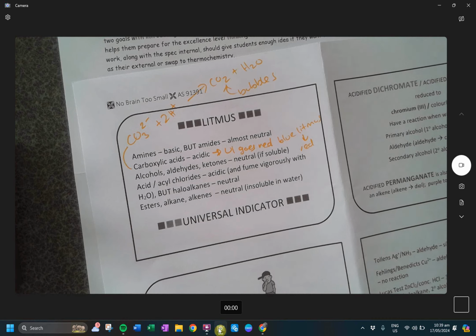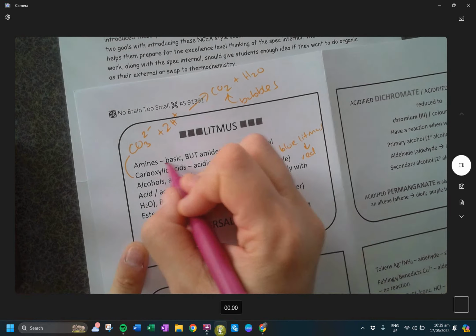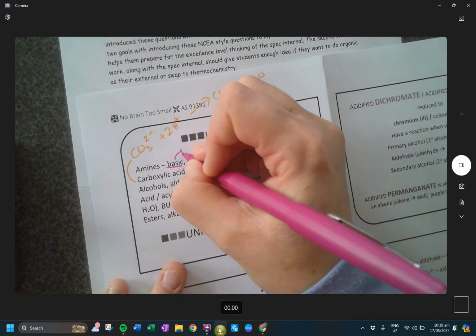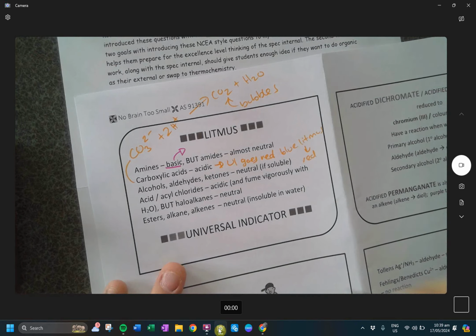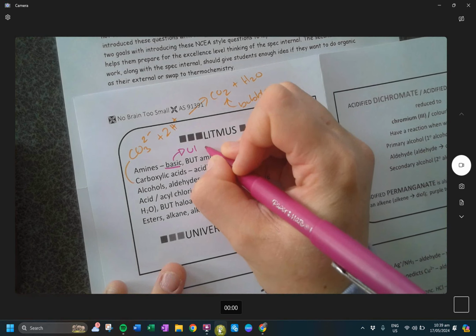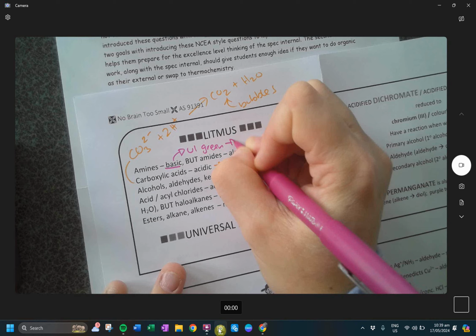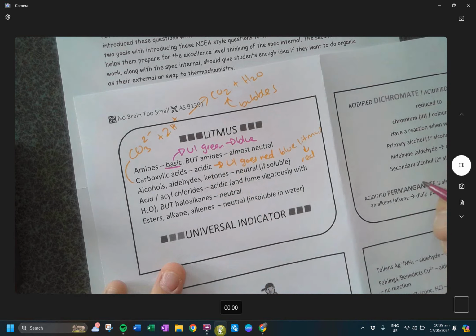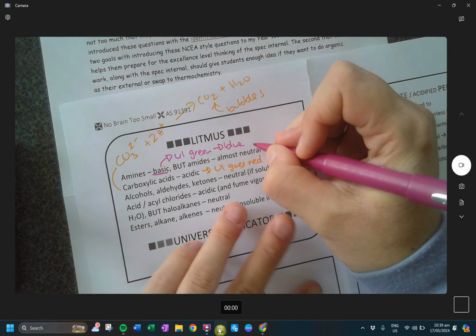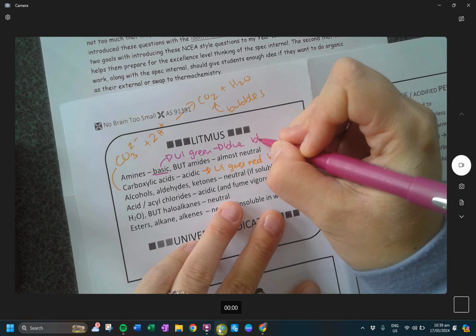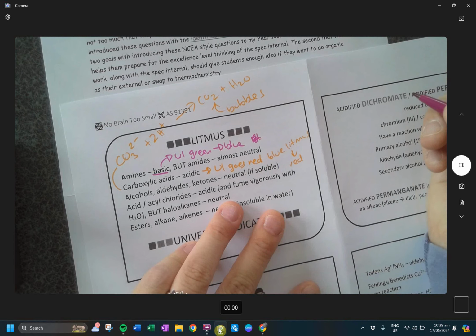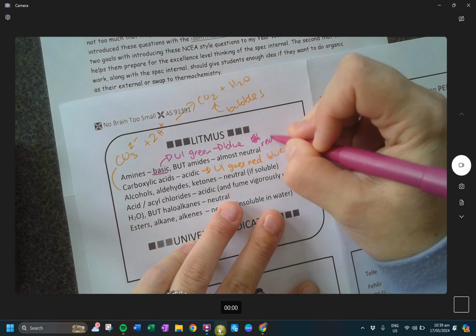Just as a side note, the other one you have to be mindful of is the amines, because amines are basic. If we're thinking about how to identify if something's basic, the universal indicator will go from green to a blue or a violet, cooler colors. Red litmus will turn blue.